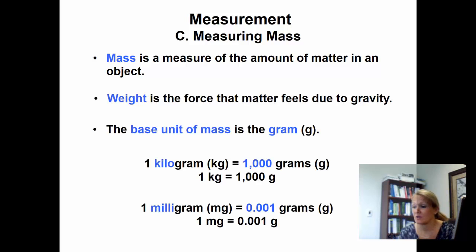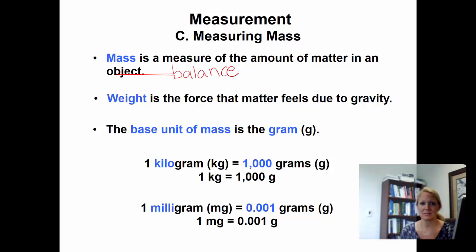Mass is a measure of the amount of matter in an object, and weight is different. We use these two terms, mass and weight, interchangeably, but in fact they are different. Mass is the actual amount of matter in an object, so it doesn't matter whether you're on Earth, Mars, or the moon, your mass is always the same. This is measured by balance.